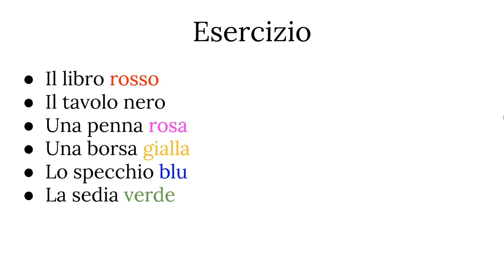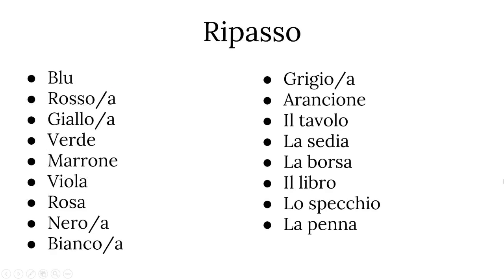Okay, is it clear? As usual, before ending our lesson, let's review all the vocabulary we have seen in this lesson. So, please write the words right after me. Blu, rosso, rossa, giallo, gialla, verde, marrone, viola, rosa, nero, nera, bianco, bianca, grigio, grigia, arancione. And this is everything for the colors.